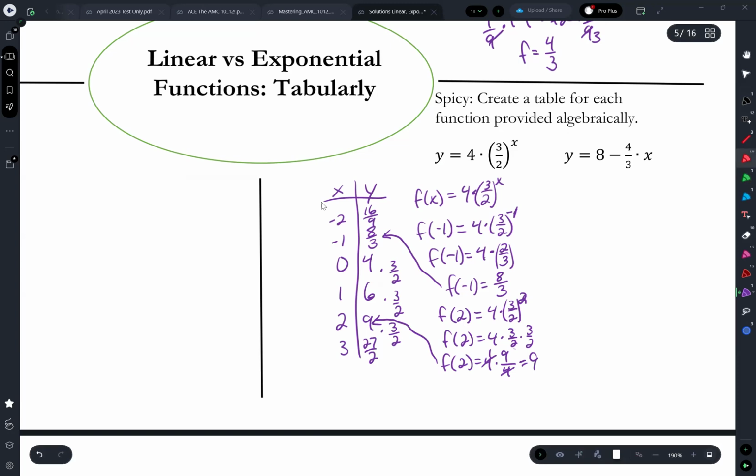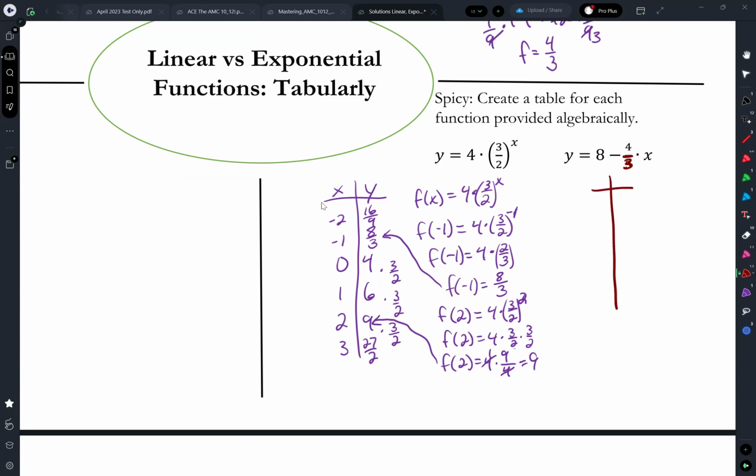I'm going to leave you to do inputs and outputs with the second one. I will note that in the second one, I'm dividing by 3. So I'm going to make sure that my inputs are multiples of 3. That's just me, because I don't want to make things hard. But if I'm making this table, I know that this is my slope. Remember, multiplication is repeated addition, and slope is the name of that constant additive rate of change. So if -4/3 is my slope, 8 is my y-intercept.